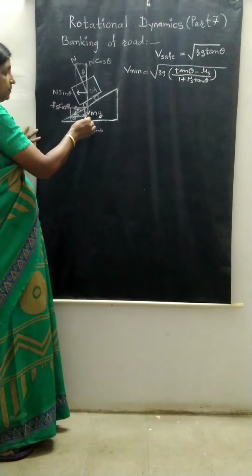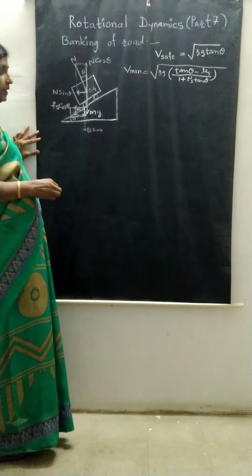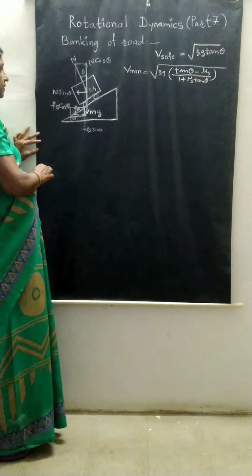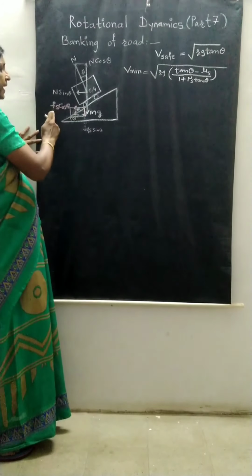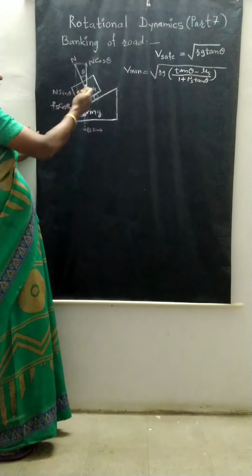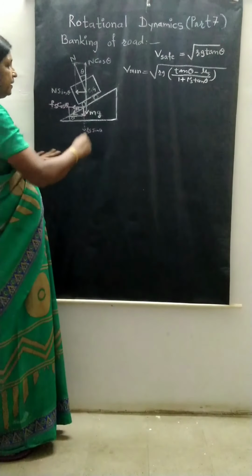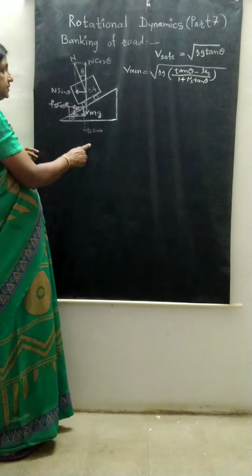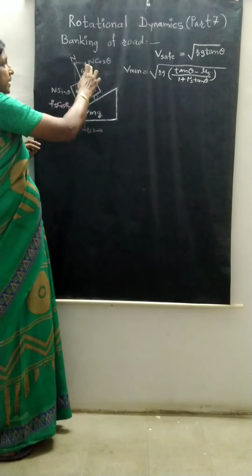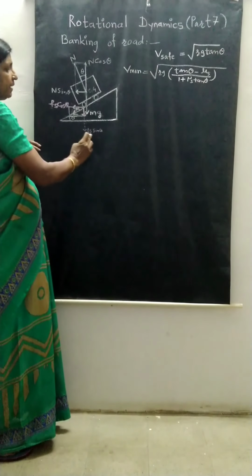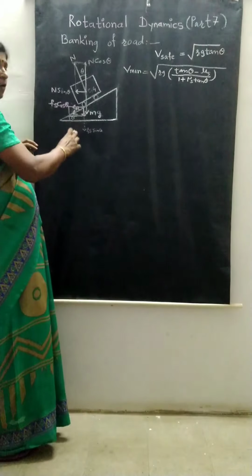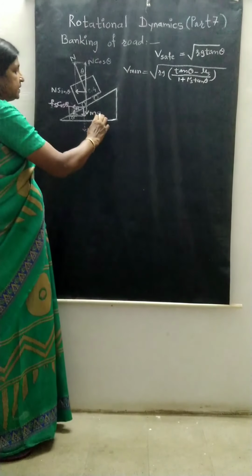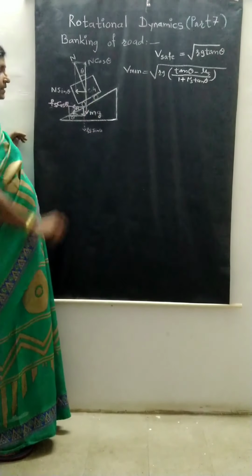One is vertically downward and another is a horizontal component in this direction. In this case, as we are observing here, N sin theta and Fs cos theta are along the same direction, and Fs sin theta and mg are along the same direction. N cos theta is opposite to mg plus Fs sin theta. For stability of the vehicle, the addition of these two forces must be balanced by N cos theta.